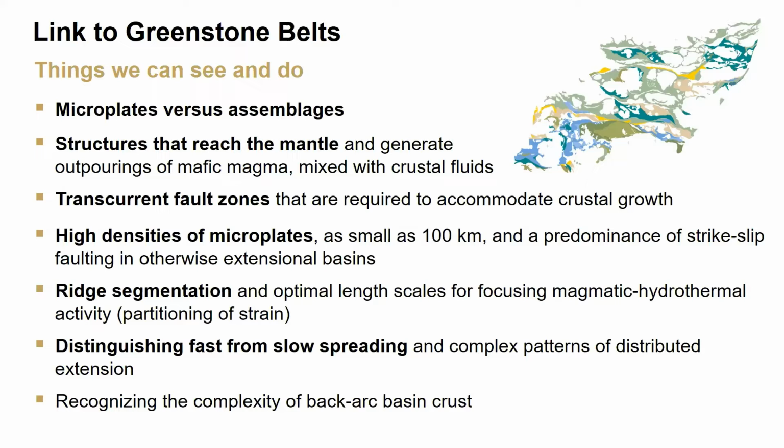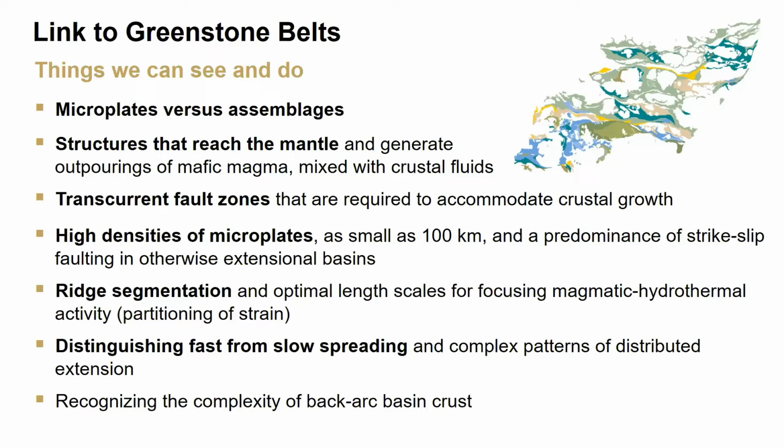We might be able to identify deep structures that reach the mantle. I think that's certainly being observed in some of the geophysics, including early transcurrent faults that are needed to accommodate all of the extension in a productive basin. Maybe we can resolve higher densities of microplates. By density, I mean spatial density, not physical density, although maybe that too. And this information may be hidden in the deep resistivity and in the gravity anomalies.